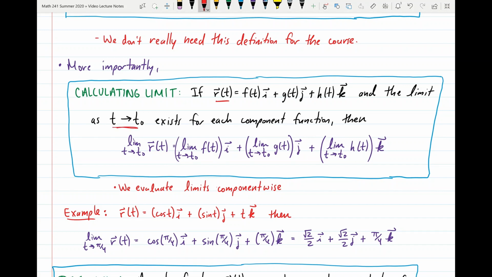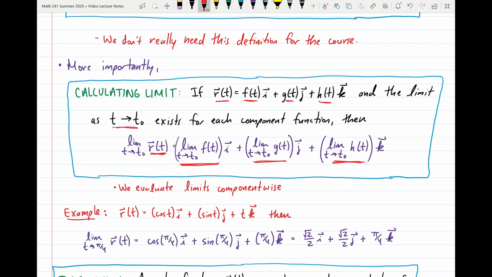So remember that the component functions are f of t, g of t, and h of t. Assume that the limit exists as t goes to t naught for each of those component functions. Then the limit as t goes to t naught of our vector valued function is going to be equal to the limit as t goes to t naught of each of our component functions with the appropriate standard unit vectors kept next to them, right?